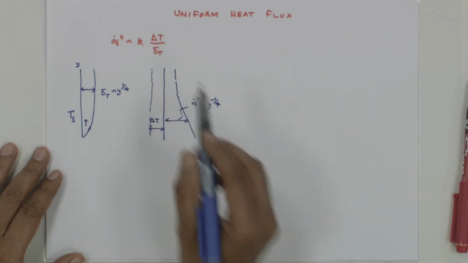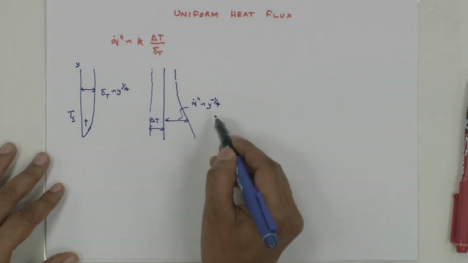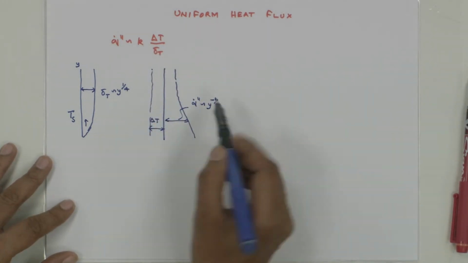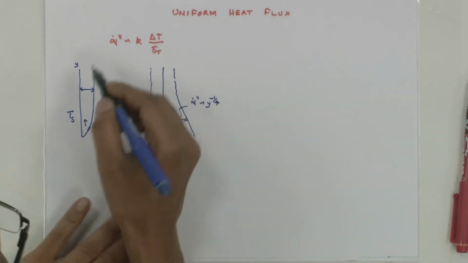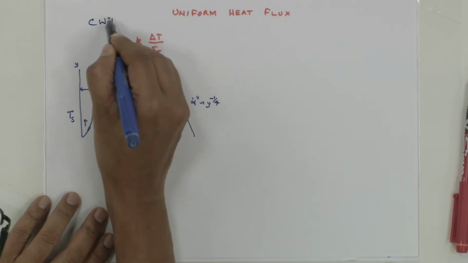k and delta T are constant. So Q double dash is of the order of y to the power of minus 1 by 4 and delta T is of the order of y to the power of 1 by 4. This is for constant wall temperature.